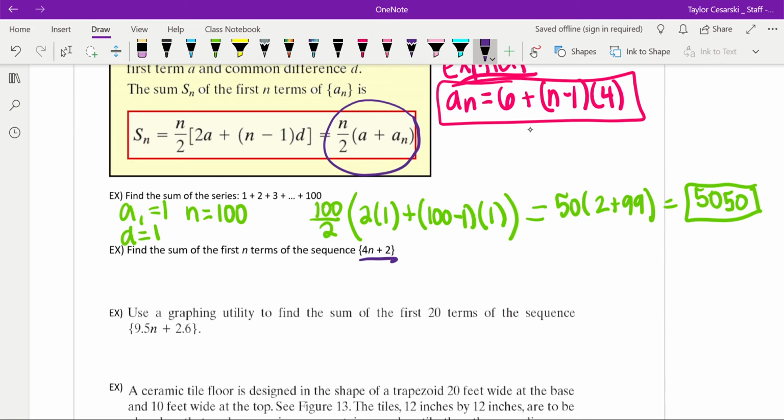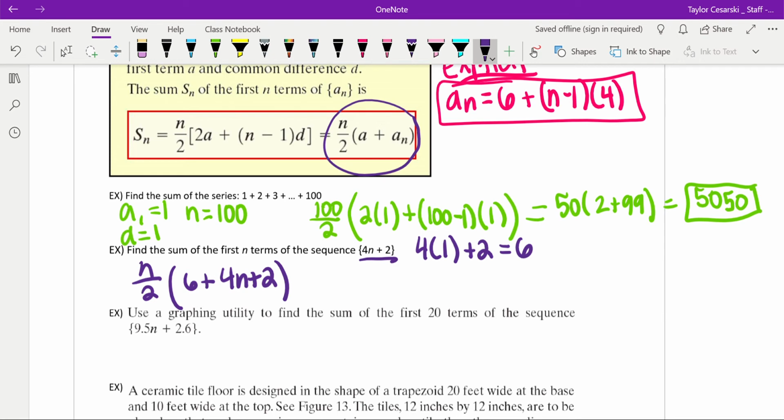First, I'm going to find my first term, so when n equals 1: 4 times 1 plus 2 equals 6. So my first term will be 6, and that's what A represents. And n will just be n, because I don't know how many terms I'm talking about. So n divided by 2, and then A, which was 6, my first term, plus A sub n, which is my sequence, 4n plus 2.